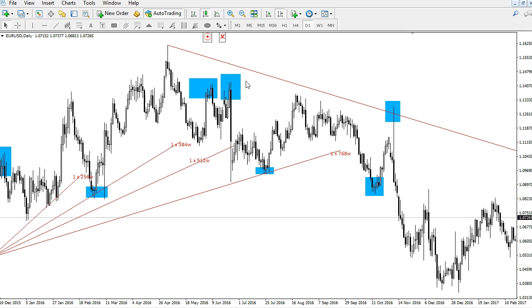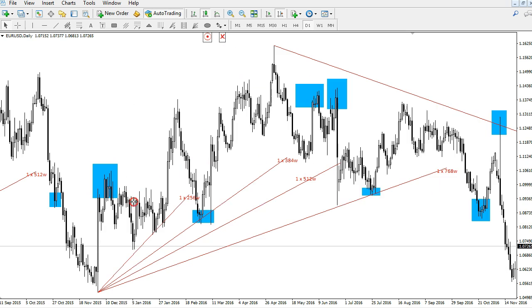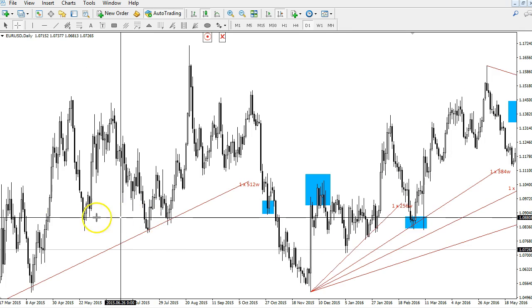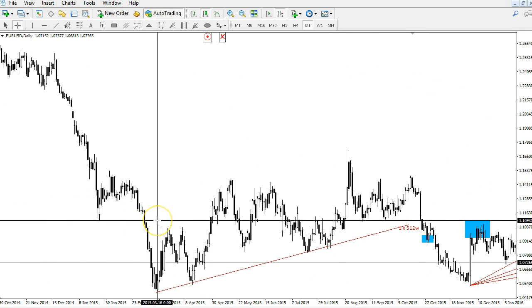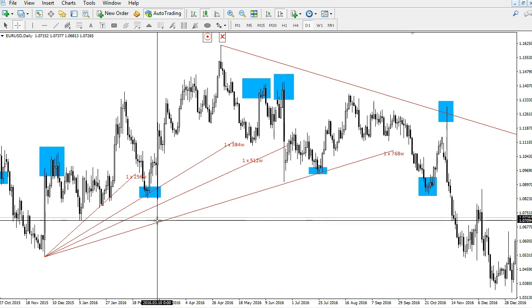And what I'm telling you now on this chart, from that day here in 2015, and also on that low here in March 2015, give it a try.